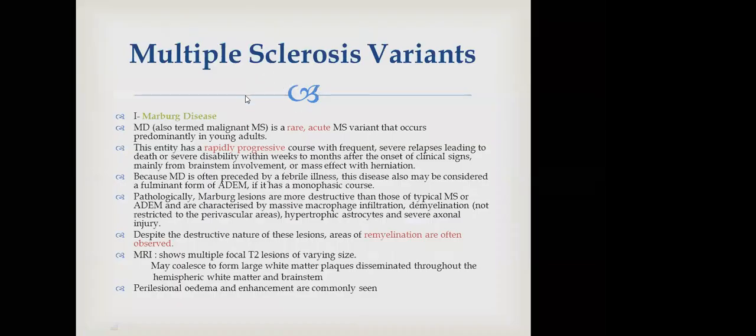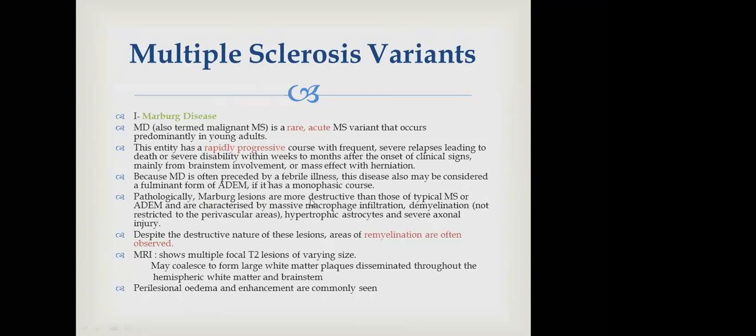MS variants: we have many variants of MS. The first is Marburg disease, which is a malignant type of MS. It is a rare acute type of multiple sclerosis variant, and occurs predominantly in adults. It is rapidly progressive and occurs with frequent severe relapses, leading to death and severe disability within weeks or months after the onset of clinical signs, mainly from brainstem involvement and mass effect with herniation. Marburg disease is preceded by a febrile illness. This disease may also be considered a fulminant type of ADEM if it has a monophasic course.